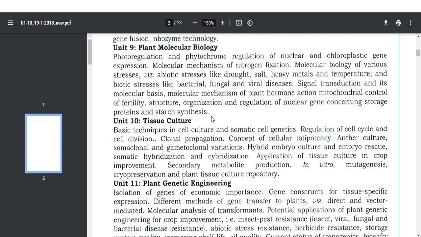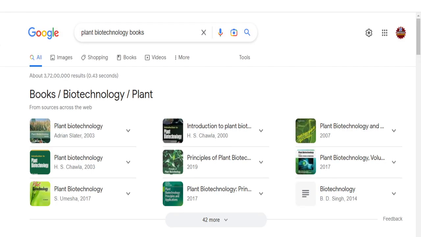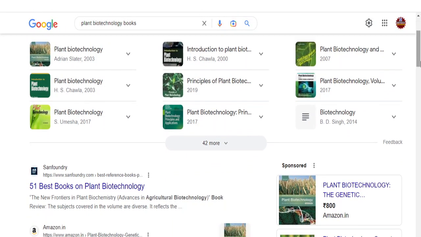Next is tissue culture. For tissue culture and all, you can refer to a plant biotechnology book. Here I have shown that a large number of textbooks are available for plant biotechnology. If you search for an agri biotech textbook you can find some, but if you search for plant biotech books you can find more.